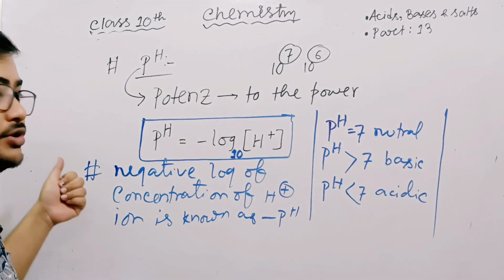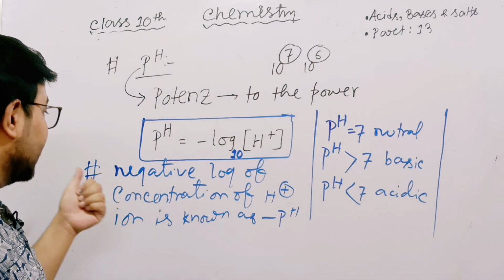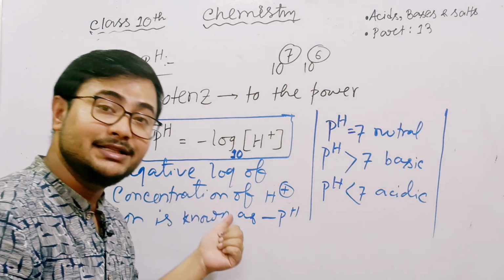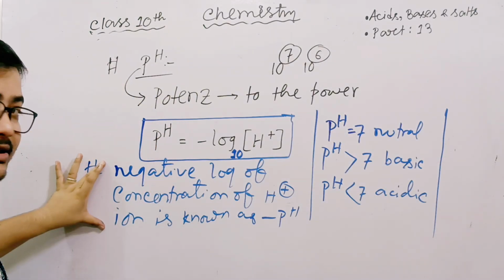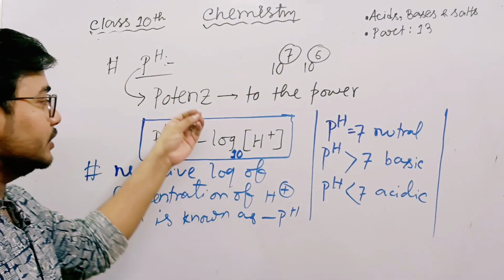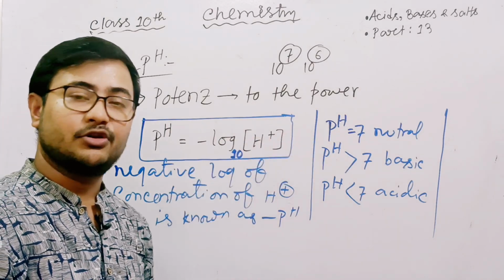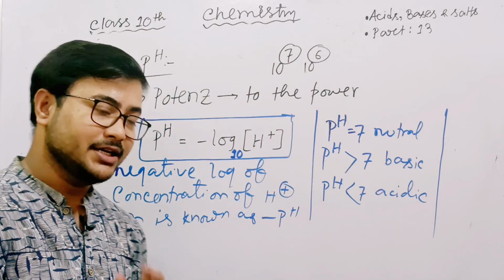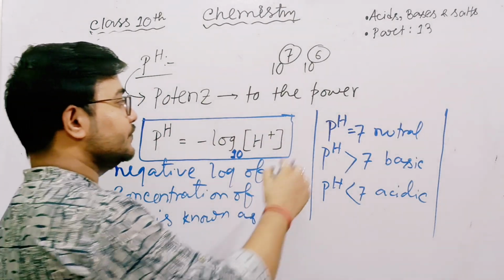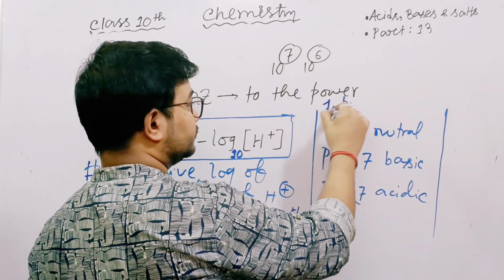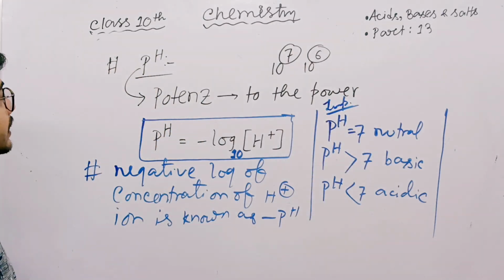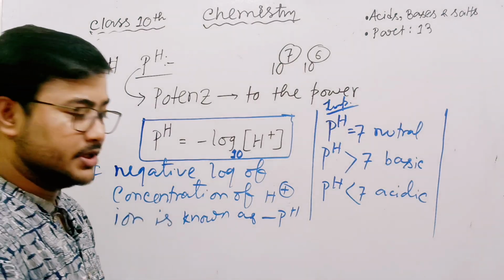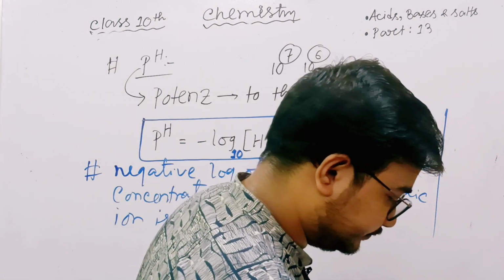So whenever this question comes, then after writing the definition you must give this equation. After writing the definition, then write pH equal to minus log H plus or H3O plus. Do you understand? Okay, so this is also very important for our board examination. So this is our third and easy topic. Now go to the next one.